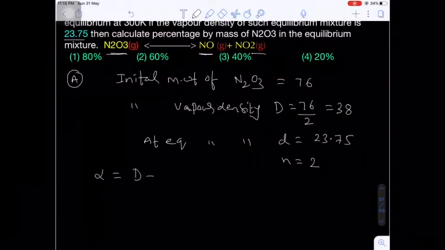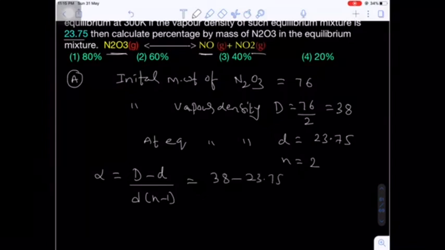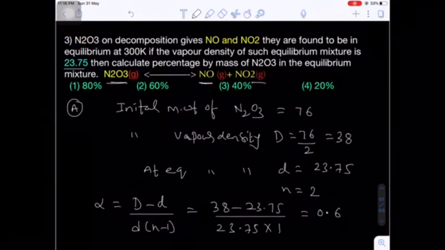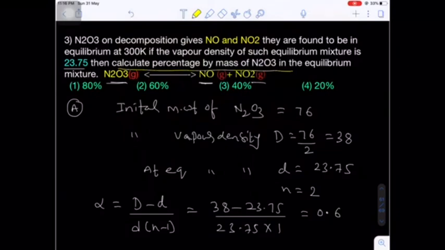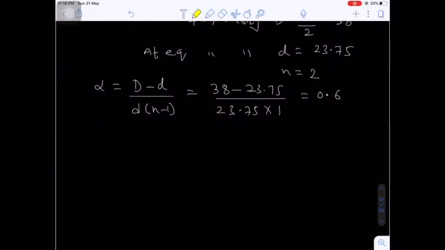Okay. Now alpha is equal to (capital D minus small d) by small d into (n minus 1). Capital D value 38, small d value 23.75, whole divided by 23.75 into 2 minus 1, which is 1. So if you solve this one, you will get the alpha value 0.6. Now the question is to calculate the percentage mass of N2O3 at equilibrium. In the equilibrium mixture, we have to calculate the mass percentage.